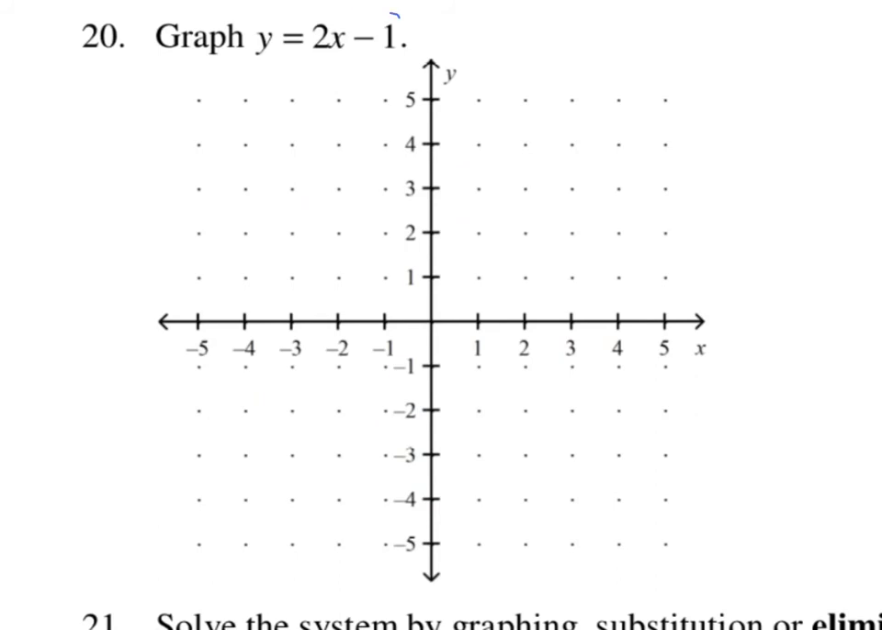Our y-intercept in number 20 is negative 1, so I'm putting a dot on negative 1. Our slope is 2 over 1, so we need to count up 2 and to the right 1 from that blue dot. Up 2, right 1. Up 2, right 1. We can even go down 2 and backwards 1. And when we connect those dots, we're done.